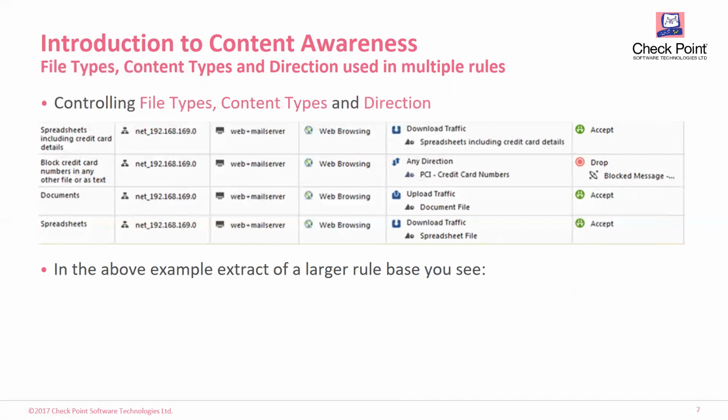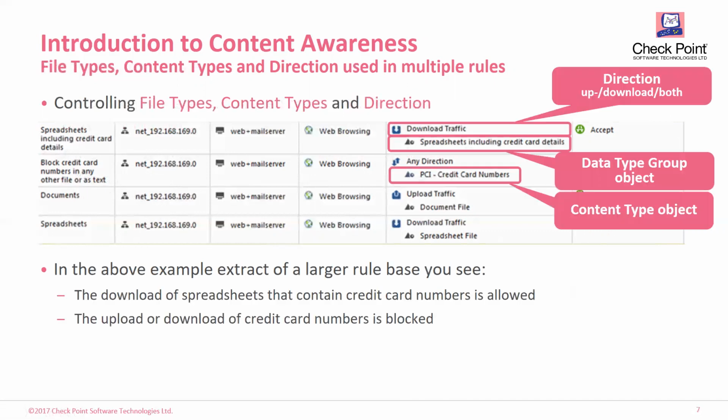So in the bug example, you see a larger rule base. You can see the direction, the data group type object. This data type group object that we have here is actually custom built, and I'm going to show you how we can build those in a later slide. We can build our own content type. So if we want to see a spreadsheet with credit card details, or any type of file with any kind of content type, we can put those two together, and that's how we create our own data group object.